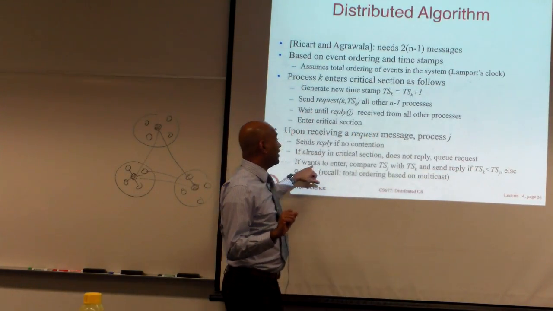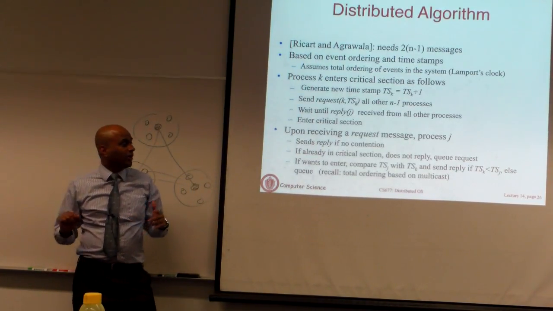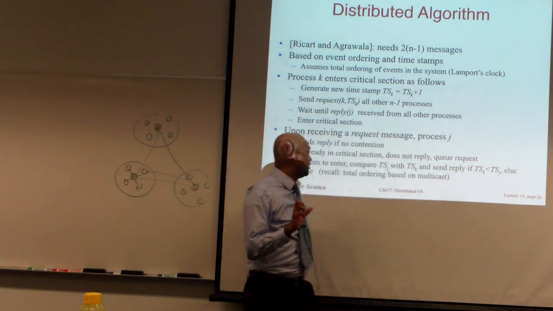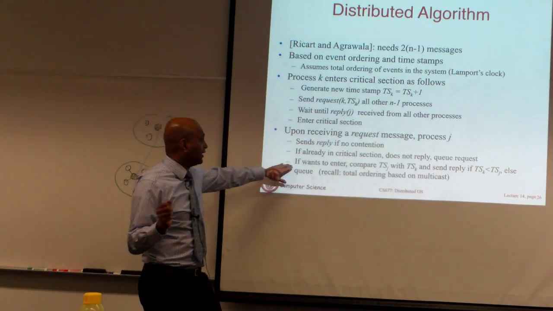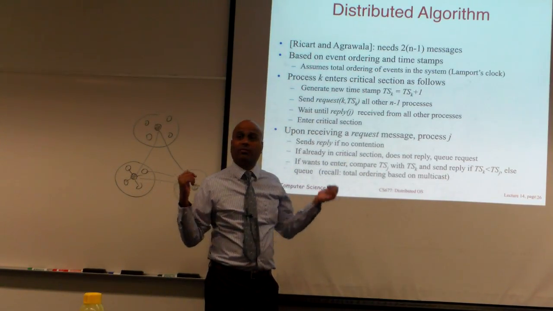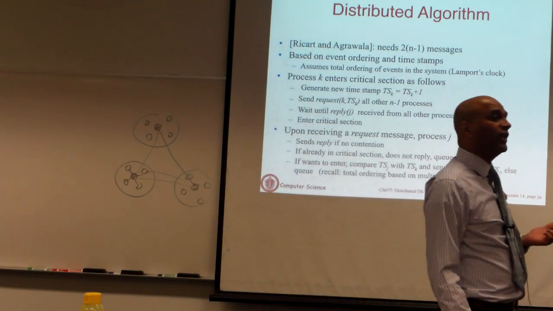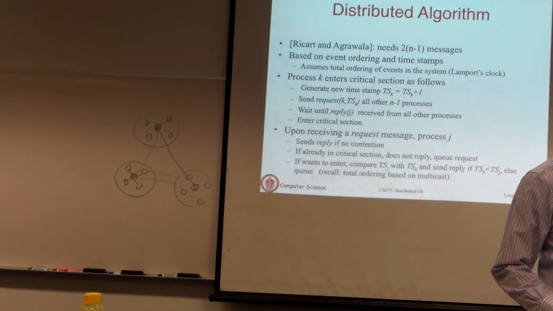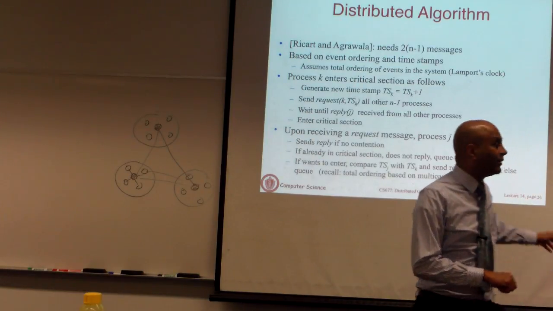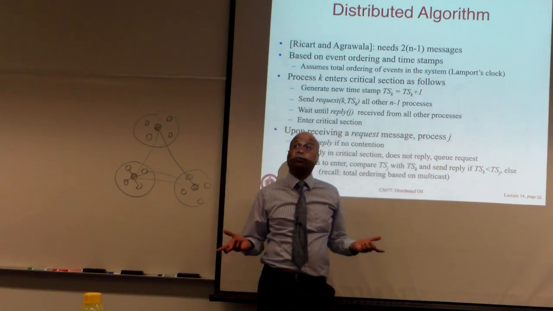The third case is, I don't own the lock, but I want to enter the critical section and haven't gotten it yet, and I know that some other process also wants the lock. In that case, you compare your timestamp with the timestamp of the other request message, and the one with the lower timestamp will win, because the lower timestamp tells us that you asked first. We are simply using Lamport's clocks to get a global ordering of events, and the only ordering we want is to say who asked first. The one that asked first wins.